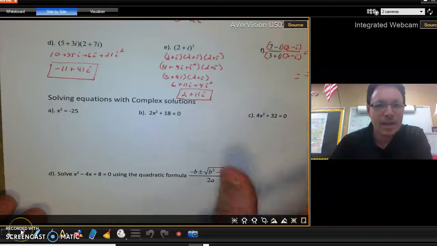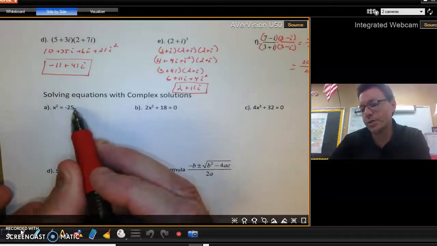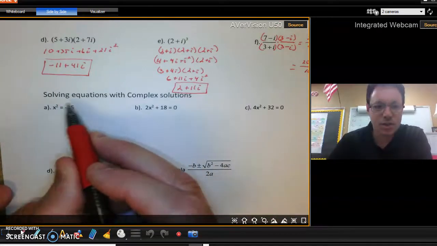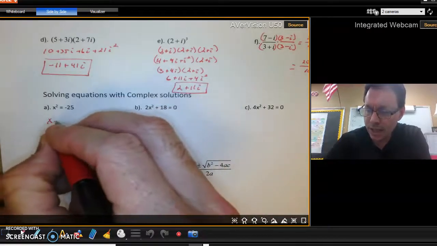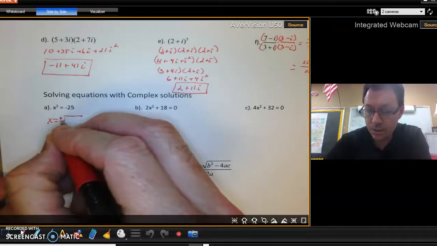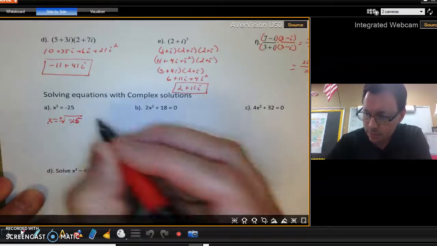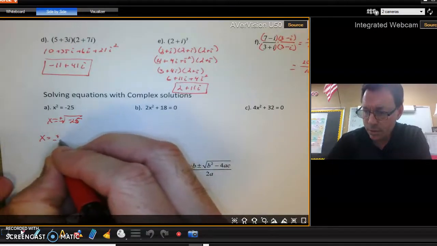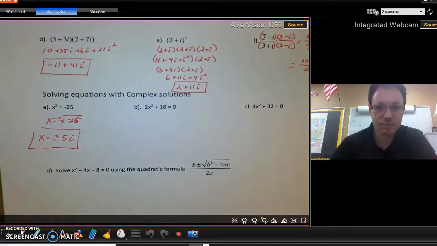All right. Last thing we're going to do is we're going to solve some basic equations. So like x squared equals negative 25. If all I have is an x squared, then I can just take the square root of both sides. You're going to get x equals plus and minus the square root of negative 25. But then the square root of negative 25 is going to be 5i. And that's my answer. That's it.